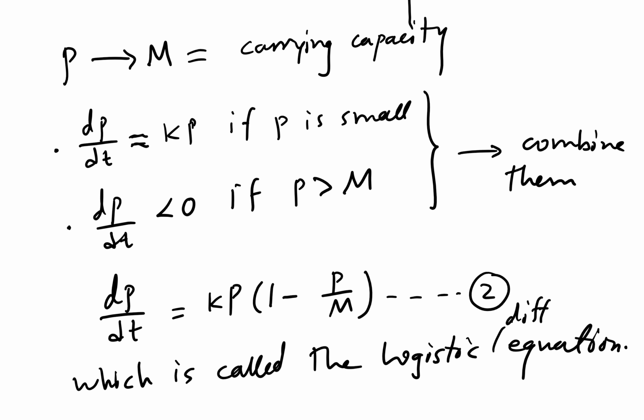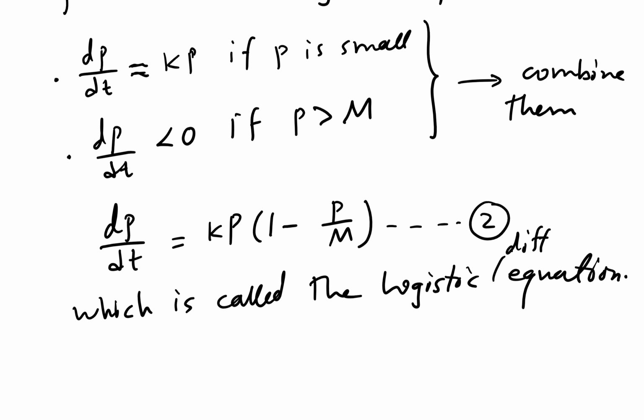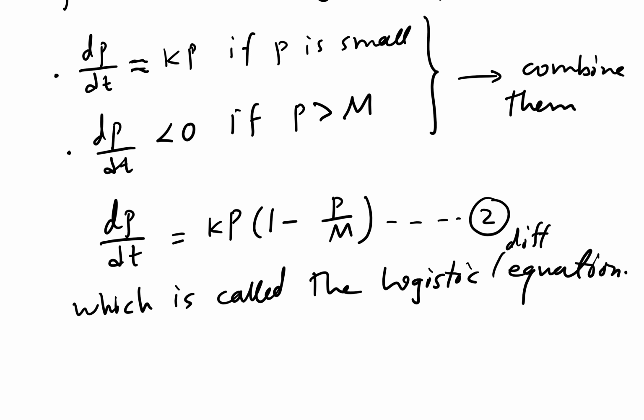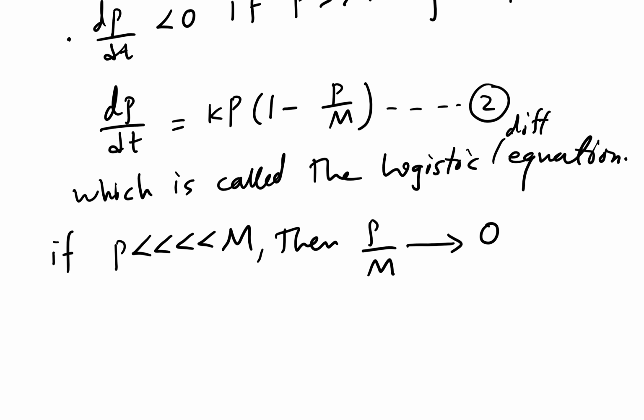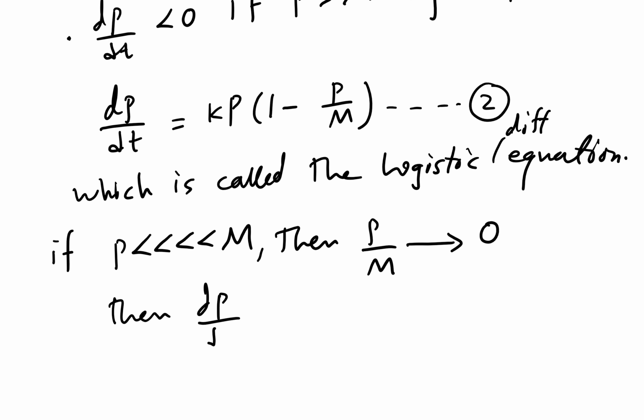And how were we able to put these two together and get one differential equation? Well, to verify that, suppose p is way smaller than m. So what happens to p over m? You have a small number and m is huge, so this goes to zero, like a number over infinity goes to zero. In that case, going back to equation 2, dp/dt is just kp times 1, which is kp. That gives me the first condition up there.